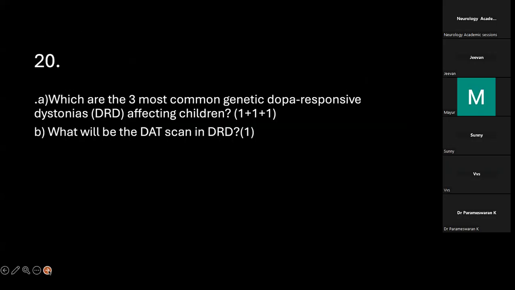Question number 20. Which are the 3 most common genetic DOPA-responsive dystonias affecting children? And what will be the DAT scan in DOPA-responsive dystonias?